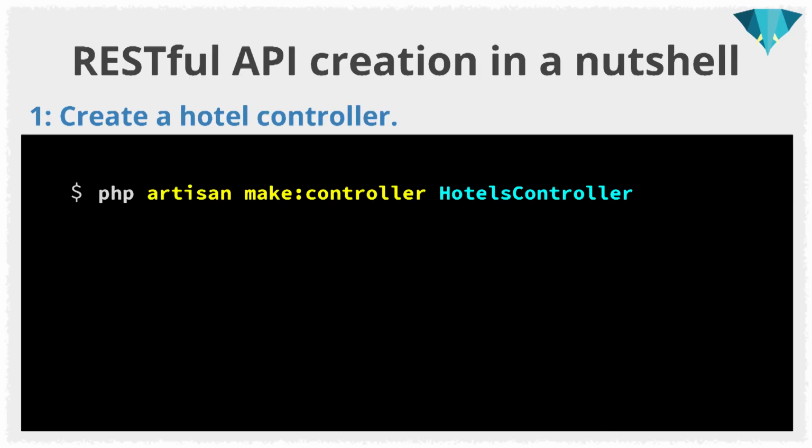So we'll type php artisan make:controller HotelsController. And I like that the syntax is very expressive. It reads very well. So our HotelsController will interact with our hotel entity, or our hotel model.